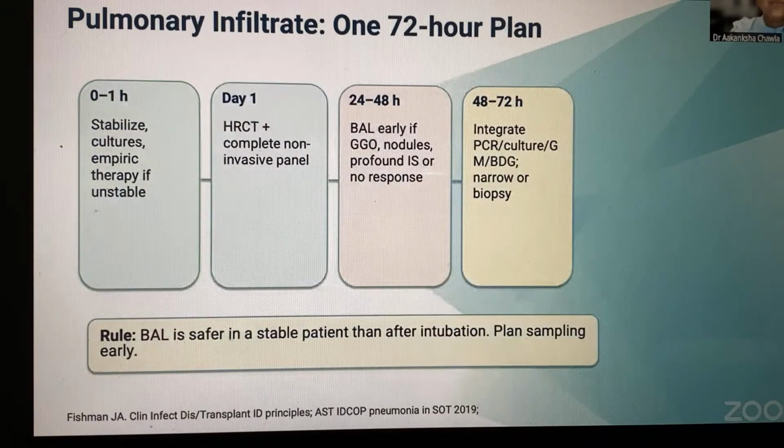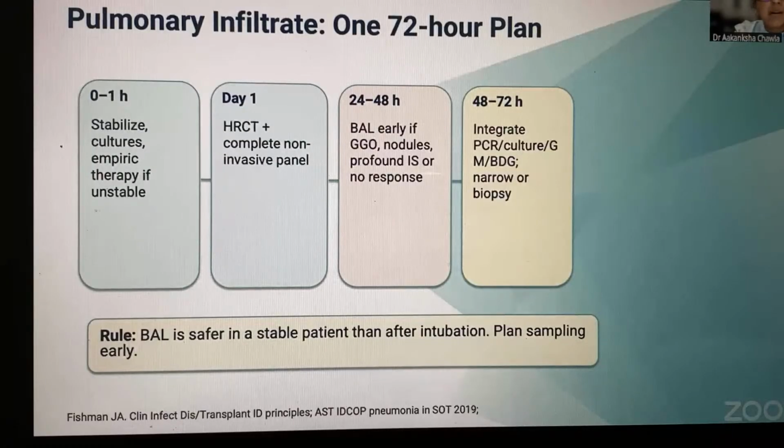Then, what do you do when you see a pulmonary infiltrate in an immunocompromised host, and how should your plan be in the first 72 hours? So, in the first 1 hour, naturally, the first and the foremost thing is to stabilize your patient. If your patient is sick, the priority is first to stabilize, then send the appropriate cultures and samples, and start the appropriate empiric therapy. Do the HRCT on day one and non-invasive panel.